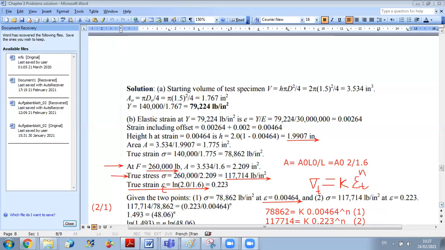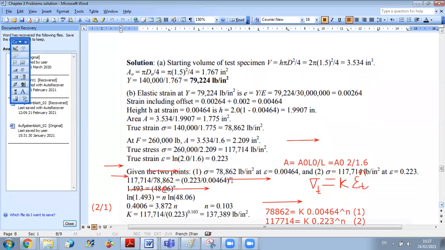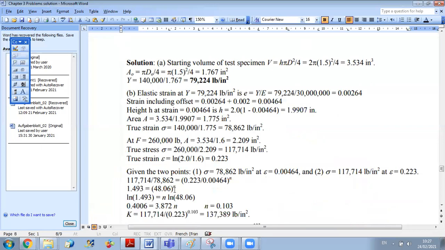Okay. So if I do ln of the first side, it is ln 1.493. And for the second side, when I do ln, you will have n times ln of 48.06. This equation will give you the value of n. Once you solve for n, you can use one of the 2 points, the first or the second, to replace in the equation sigma equal k epsilon^n to get the value of k.